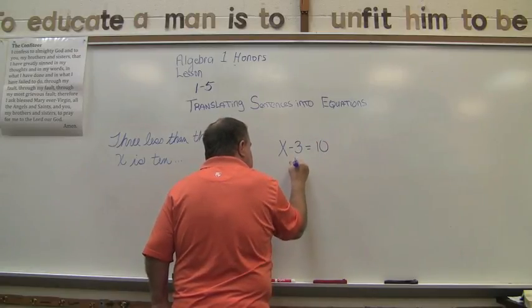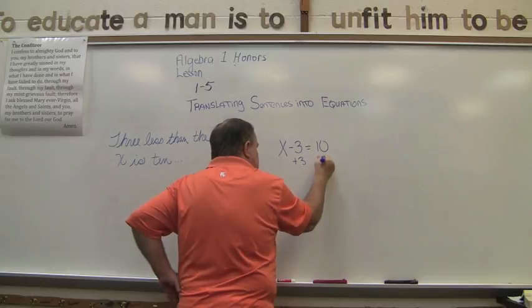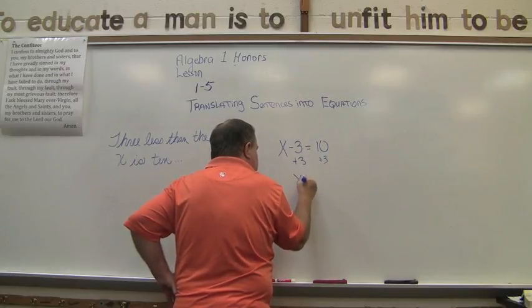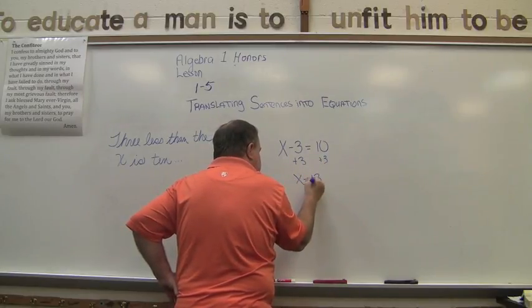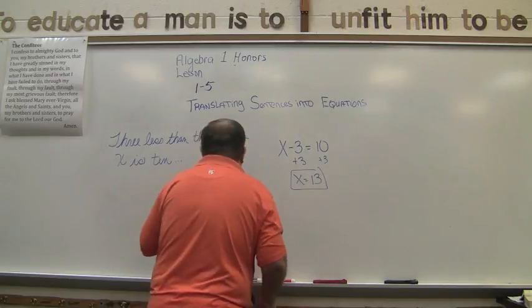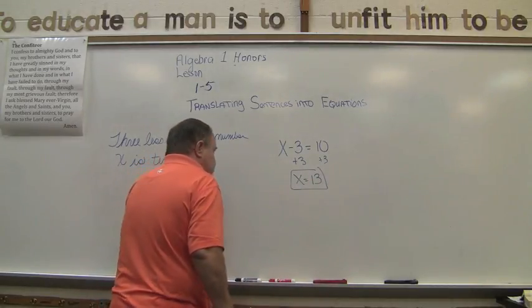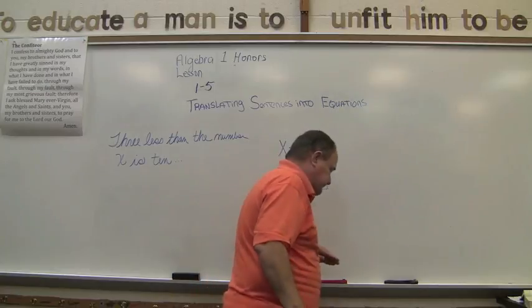So to solve this is quite simple. We add 3 to both sides. We find out that in this case, x equals 13. Okay, and we converted this English language sentence into this equation.